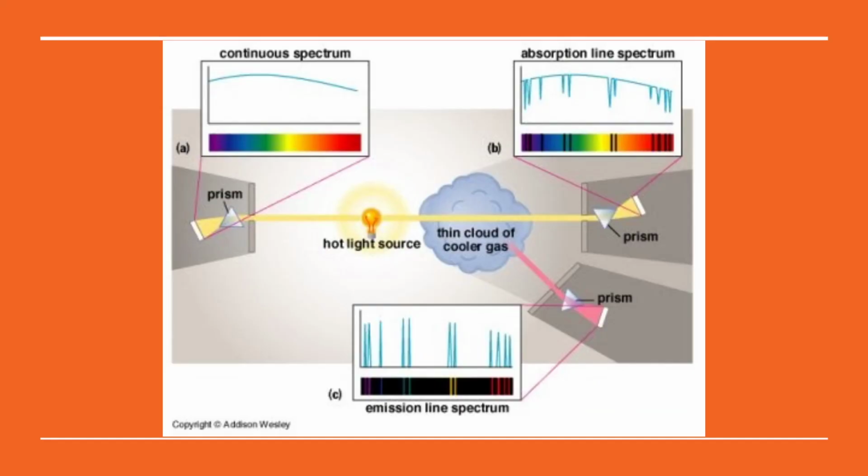So here's an example of what I was talking about. We have a hot light source. Pretend this is the sun. If the sun were to just hit you with regular light, and you break it up in a prism, you get a continuous spectrum. You get all the colors. If you shoot sunlight through a thin cloud of cool gas, it's going to act like a filter. So instead of a rainbow coming out on the other side, we get a rainbow with some colors missing. You can think of it like this gas essentially captured those colors.